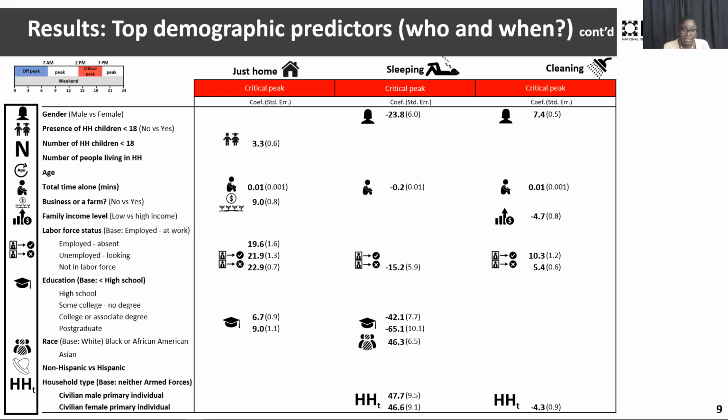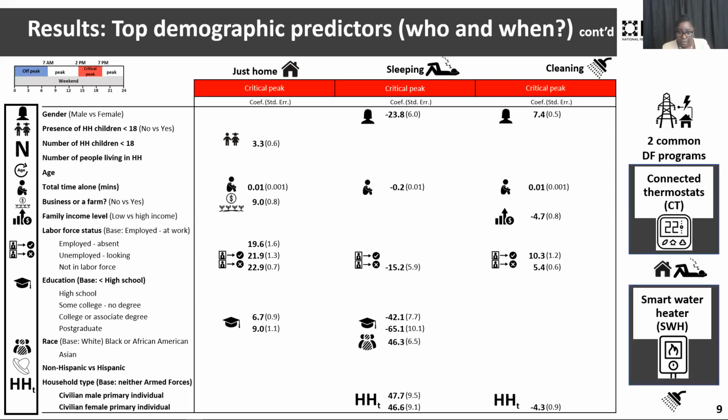To demonstrate applicability to DF, let's look at 2 common DF programs such as connected thermostats and smart water heaters. What do these regression coefficients tell us? For instance, gender. This means that you're most likely to get more success with connected thermostats with women, but smart water heaters with men during critical peak period, given that women spend about 24 minutes less than men sleeping and 7 minutes more engaging in cleaning activities during peak period.